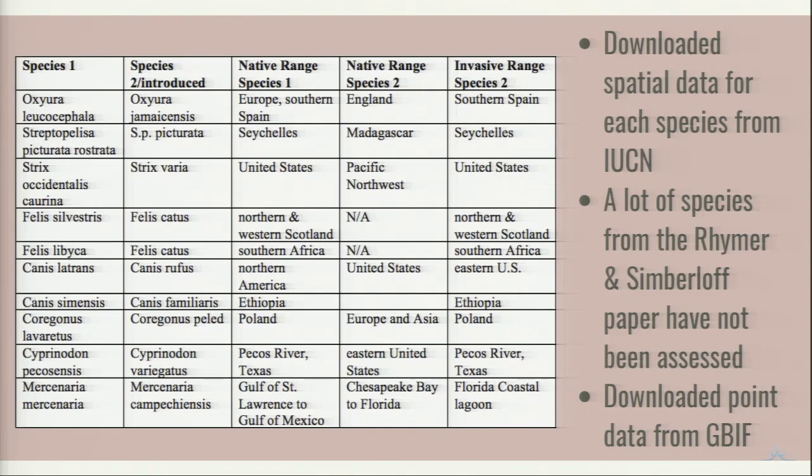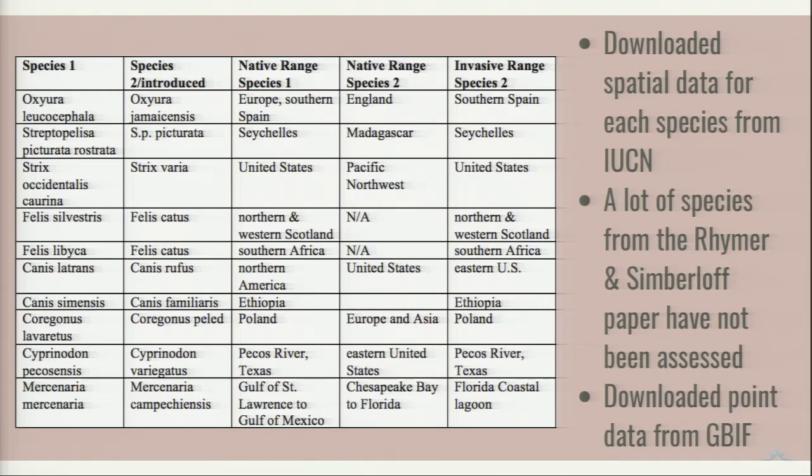To start, I identified all of the relevant pairs of invading and native hybridizing species from the Reimer and Simberloff paper. I listed all of the pairs mentioned in the paper and chose the species pairs with available data. I found when trying to find the data that a lot of species had not already been assessed, so it was really easy to narrow down which species I would be analyzing.